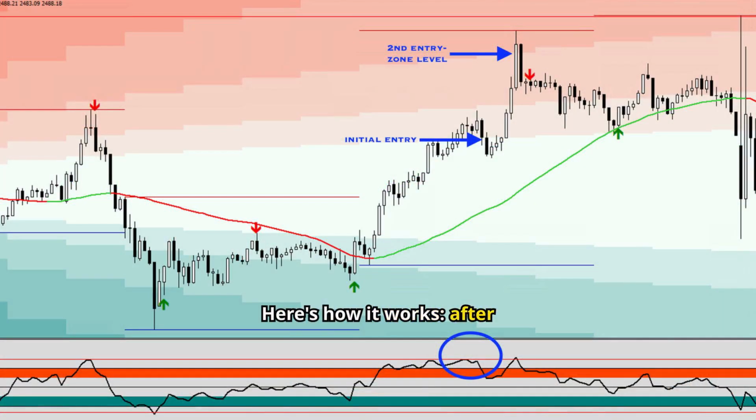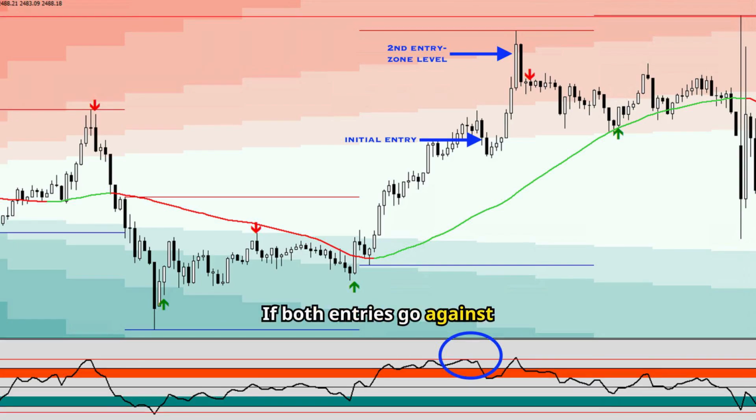Here's how it works. After making your initial entry, if the price continues to move higher, wait for it to reach a higher zone level before making another entry. The goal is to close both positions once they're in profit. I've observed that you can often make 3 to 4 entries, depending on market conditions. This is why it's crucial to start with small lot sizes for your initial entry to manage risk effectively.